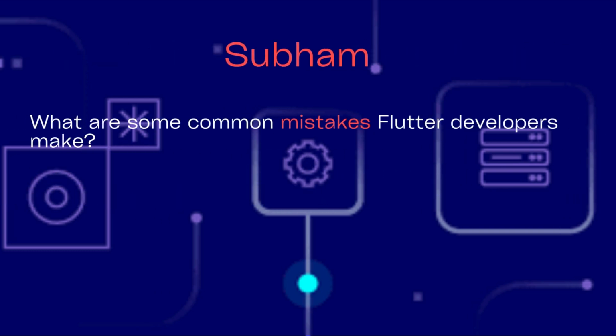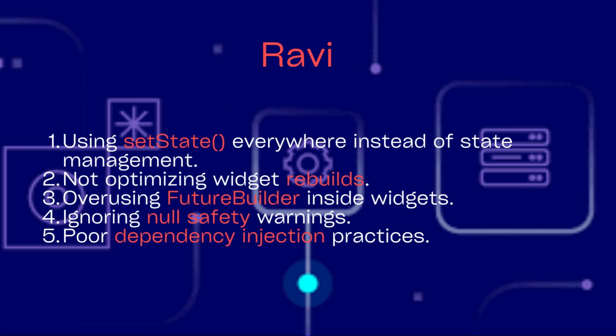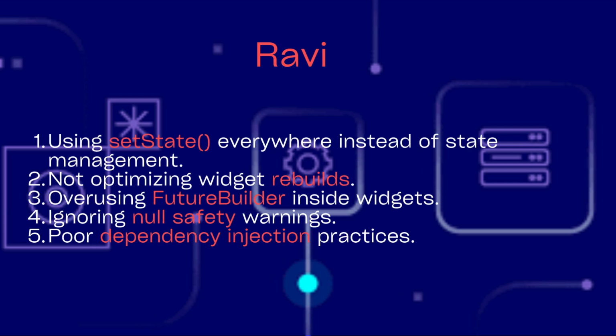Subham: What are some common mistakes Flutter developers make? Ravi: Using setState everywhere instead of state management. Not optimizing widget rebuilds. Overusing FutureBuilder inside widgets. Ignoring null safety warnings. Poor dependency injection practices.